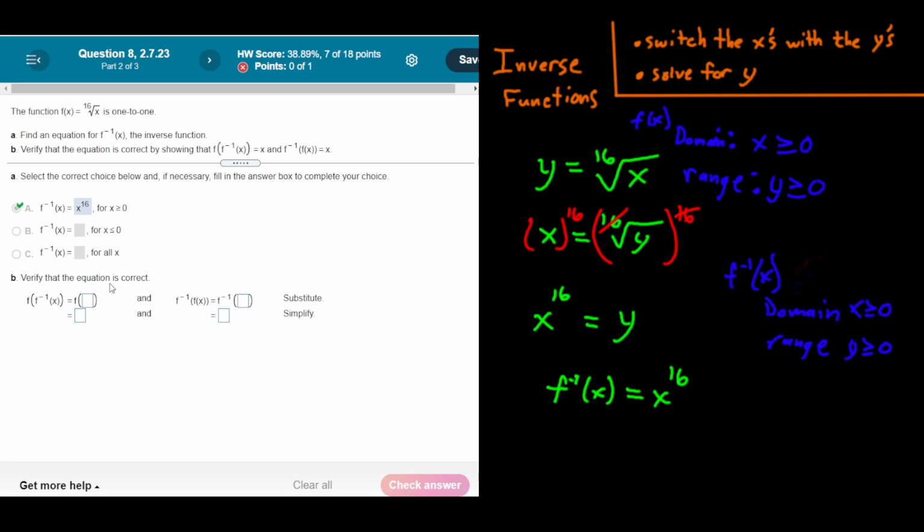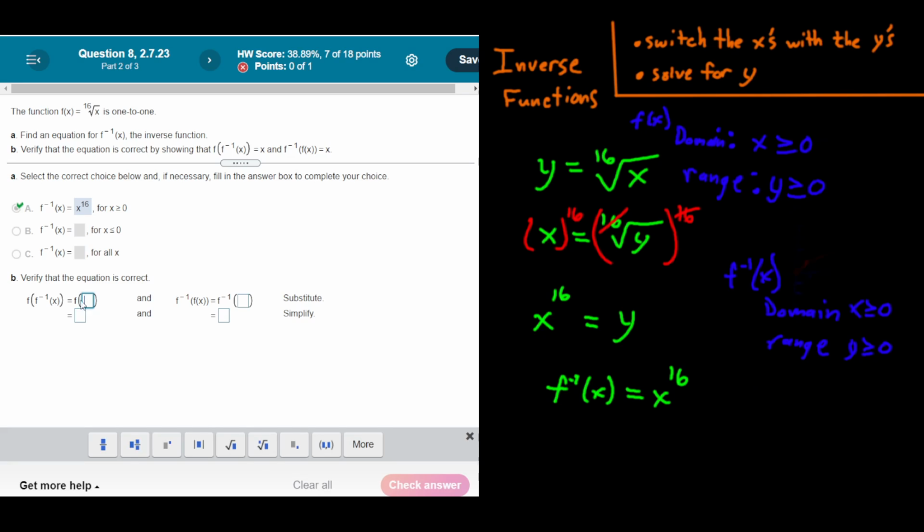It says verify that the equation is correct. Okay, this is telling you to plug your inverse into your function. So the inverse we had was x to the 16th power. So let's put x to the 16th power here. And what do we get when we plug it in? I'm not even going to do the work. We know we're going to get an x because we've already done the work previously, so there's no sense in going over it again. So remember, whenever you plug a function into its inverse or the inverse into its original function, you're going to get an x.